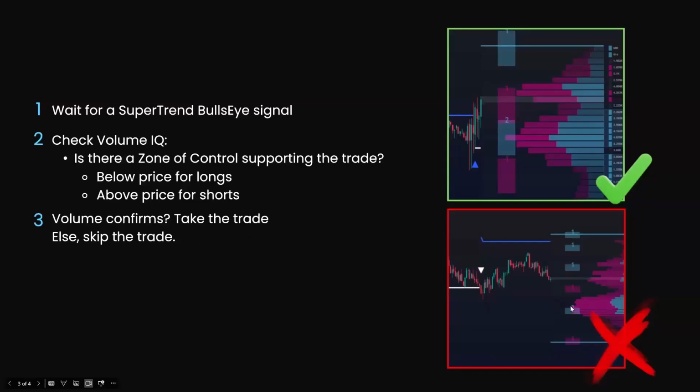So here on this example, we can see a short signal come in from SuperTrend Bullseye. Perhaps SuperTrend Bullseye had very good win rates for the short trades historically. But when this short trade came in, the zone of control from Volume IQ was actually beneath price, which is bullish. These two things counteract. We see once that signal came in on this bar, it went a little bit further down, dipped into that general zone of control right there before then pulling up against us.